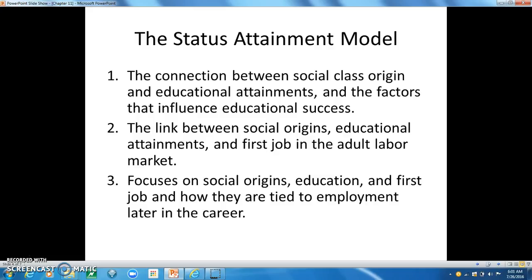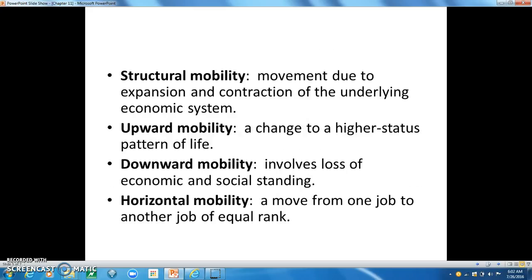Now, looking at the status attainment model, I want to say that it concerns the connection between social class origin, educational attainments, and the factors that influence educational success. It looks at the link between social origins, educational attainments, and first job in the adult labor market, and it focuses on how they're tied to employment later in a person's career.